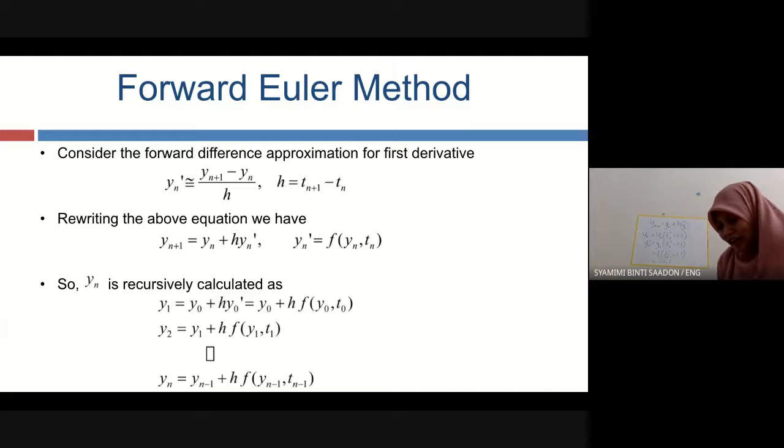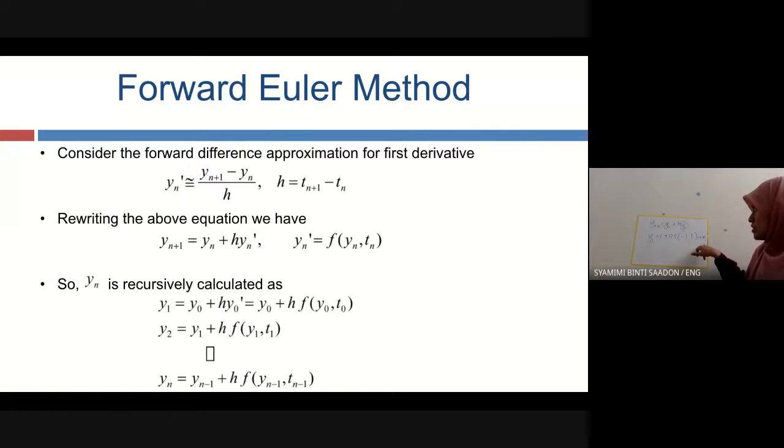And then to calculate y1, y1 is y0, which is 1, plus the step size 0.5 times, in brackets, the y0 prime just now, negative 1.1. If you calculate this, the answer for y1 is 0.45. So this is our y1.